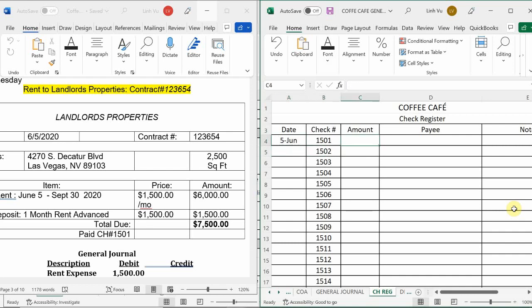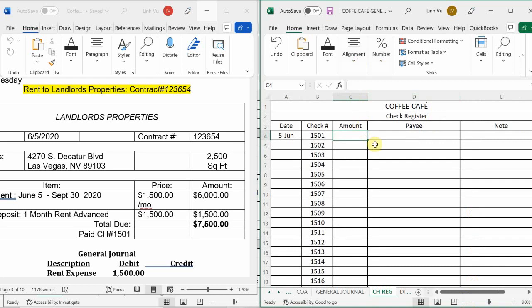How much did I write this check out for? $1,500. I didn't write it for $1,500. I wrote it for $7,500. $7,500. Good. Okay.